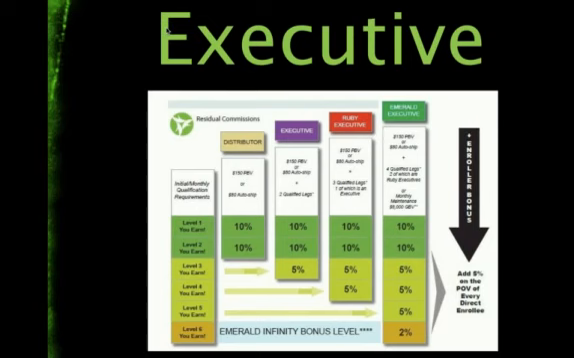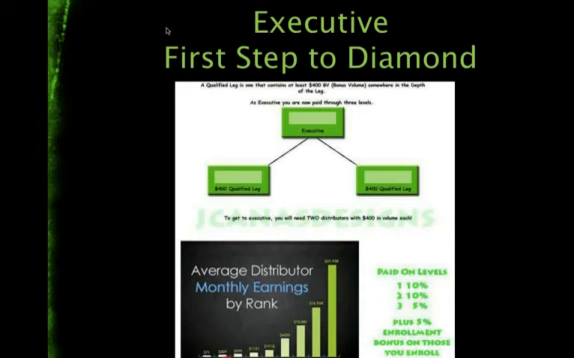Okay, let's start with charting. First, we're going to do executive. And executive is the first step to diamond. To earn the rank of executive, you will need 2 distributors with 400 BV each.